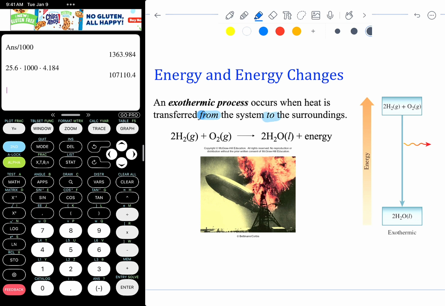Now the way I like to think about this is we have exo, like exothermic, that also relates to explosion. Explosions give off heat, so whatever is giving off the heat is the system and everything else is the surroundings. It's warming up the surroundings. So we're transferring heat from the system to the surroundings.